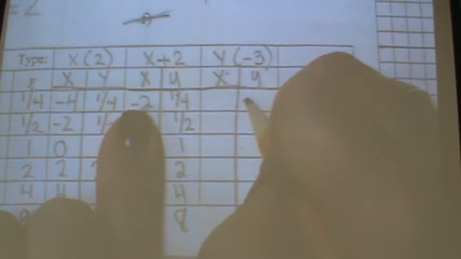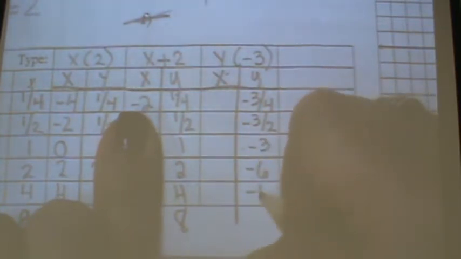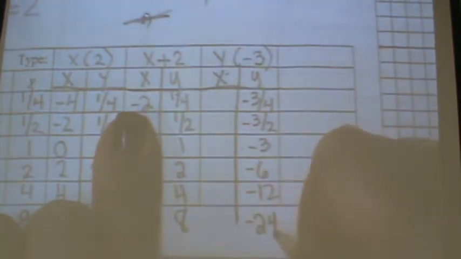All right, so the x's are done. Now we move on to the y values. What do you do with your y values? Multiply the y values by -3. So you get -3/4, -3/2, -3, -6, -12, -24. What happens to my x's? They stay the same.